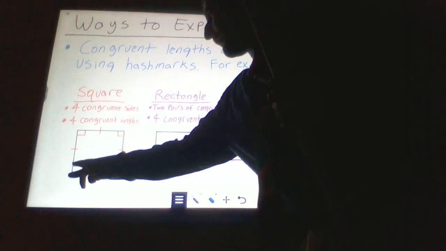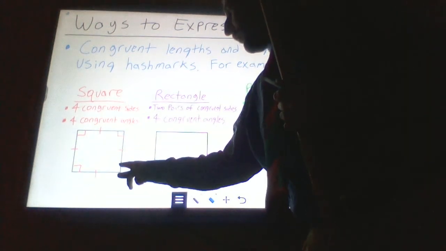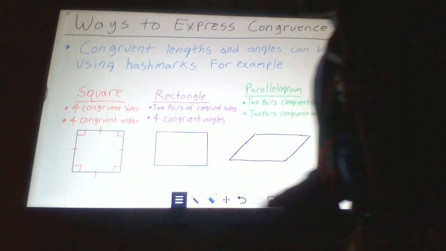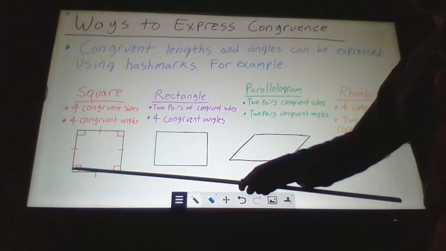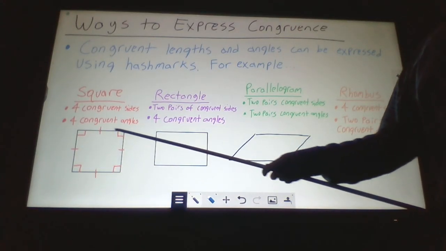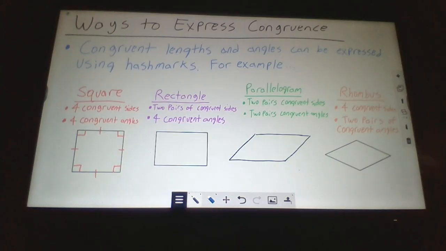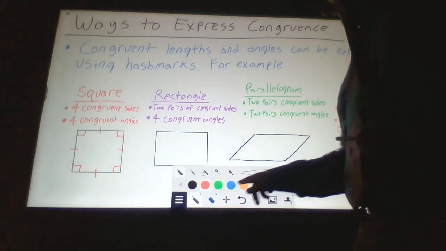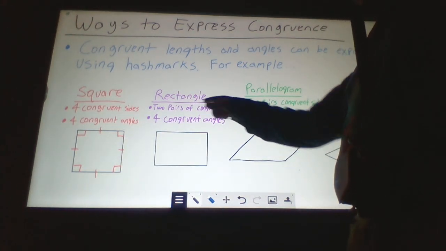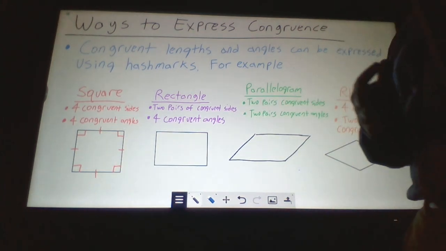Now, with a square, we also know that it has four congruent angles, which we can just express with our 90-degree angle symbol for now. But you'll see with the parallelogram and rhombus what happens when they're not always the same. In a rectangle, same idea. We've got two pairs of congruent sides, though.